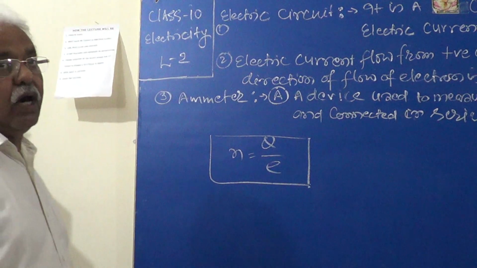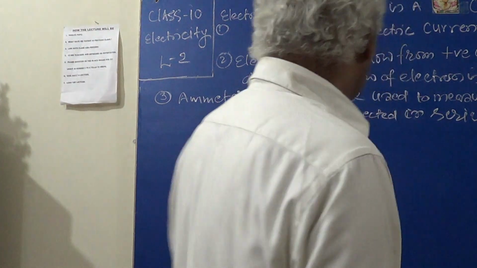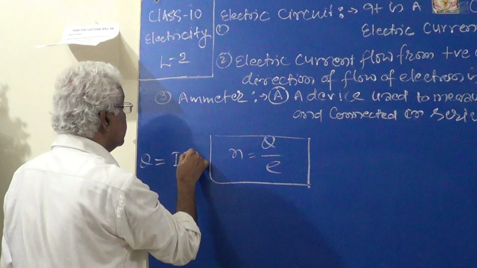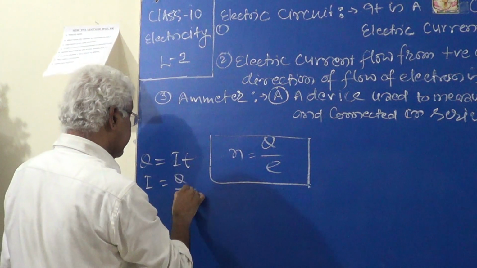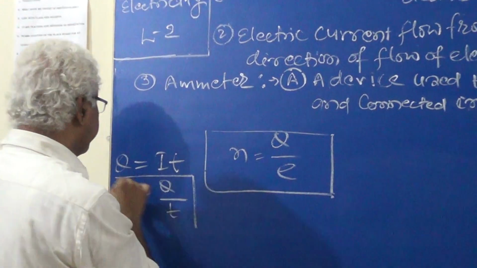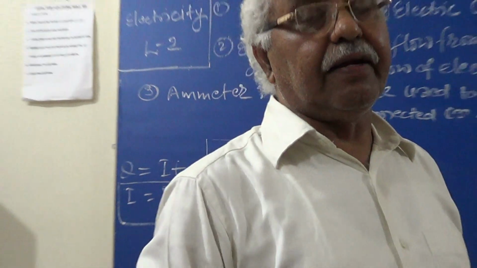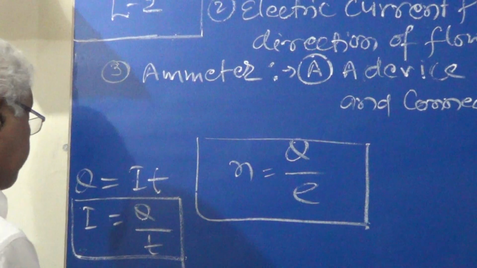And the second formula, we have also done a few questions related to that. Q is equal to I into T, or I equal to Q by T. This also we have defined. What is ampere? What is a current? 1 ampere current.